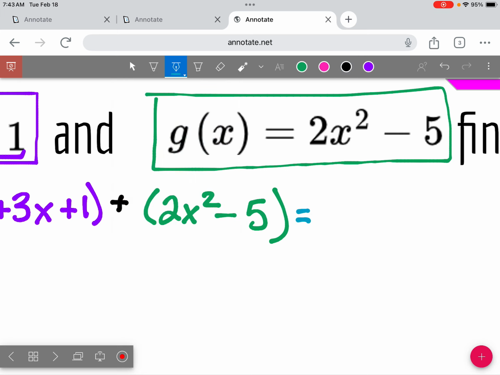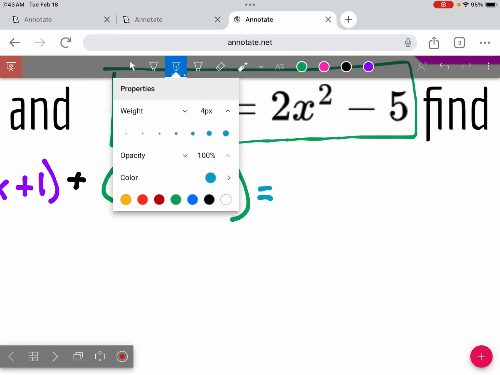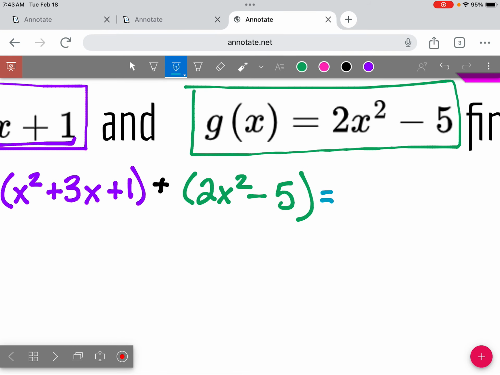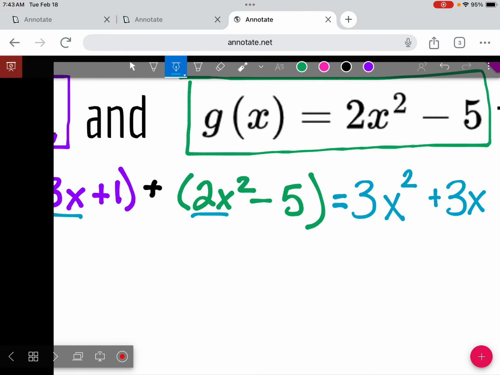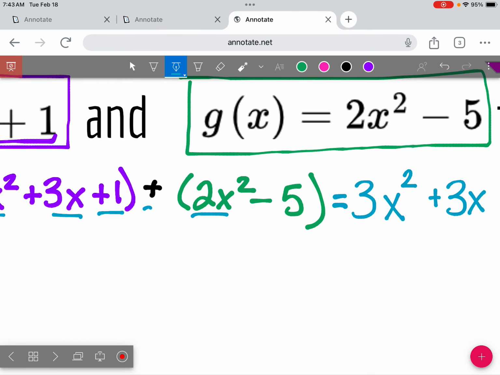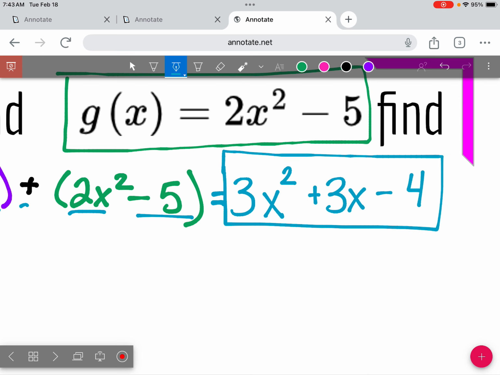On this one, we're just adding, so my parentheses aren't actually doing anything. We're just trying to combine some like terms here. So I'm going to have my x squared plus 2x squared to give me 3x squared. My 3x doesn't have anybody to combine with, so we're just going to have our plus 3x. And I've got 1 plus negative 5, which gives me a minus 4. So my f plus g of x is going to be this thing right here.